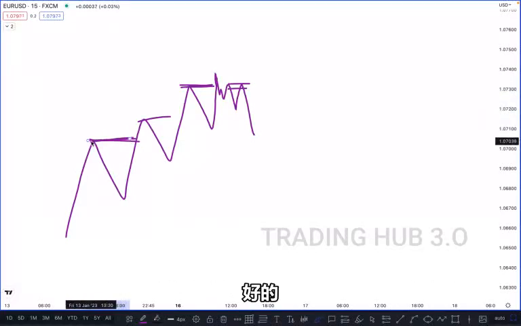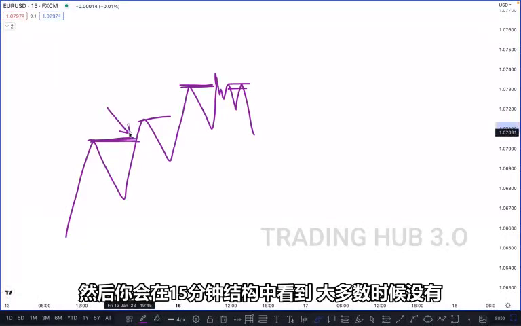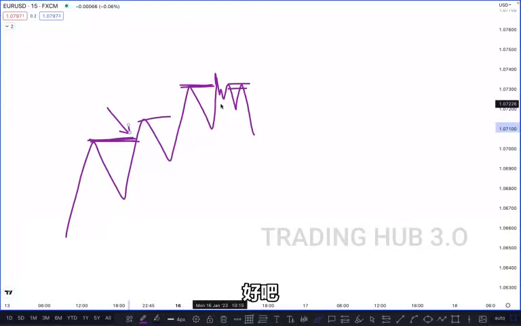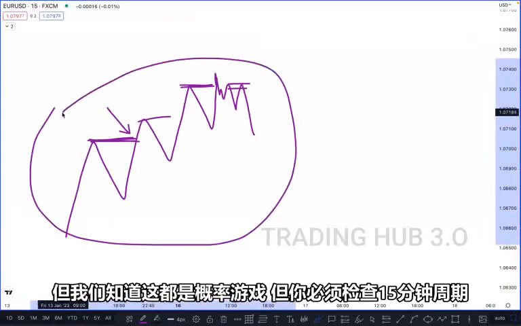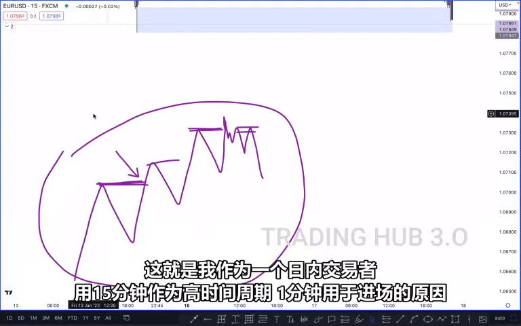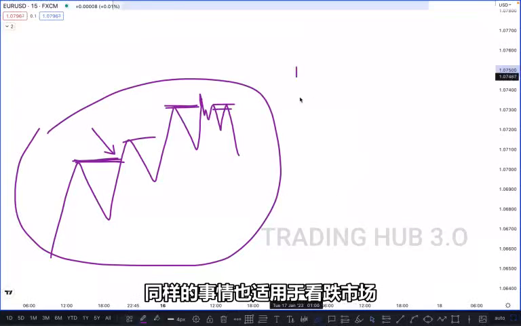Okay, if price breaks this high and does not sweep it, just continues going higher, then at this time in the 15-minute structure there is no chalk most of the time. But it's all about a probability game, as we know, and you have to check the 15-minute. That's why I use the 15-minute as a higher time frame for the 1-minute entry as a day trader. And the same thing is applicable in a bearish market.